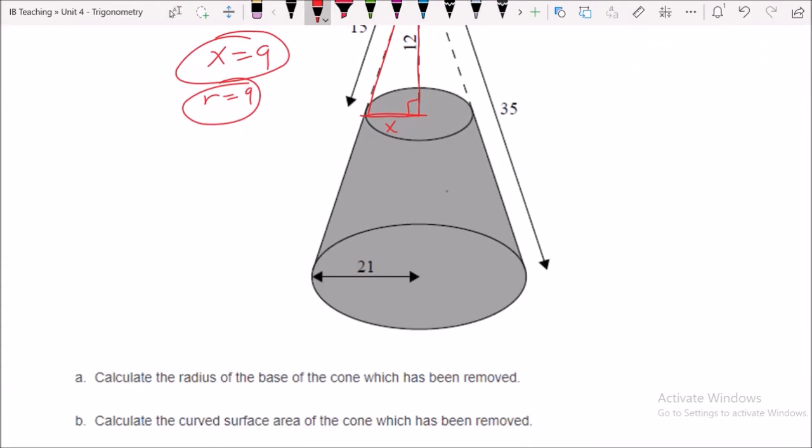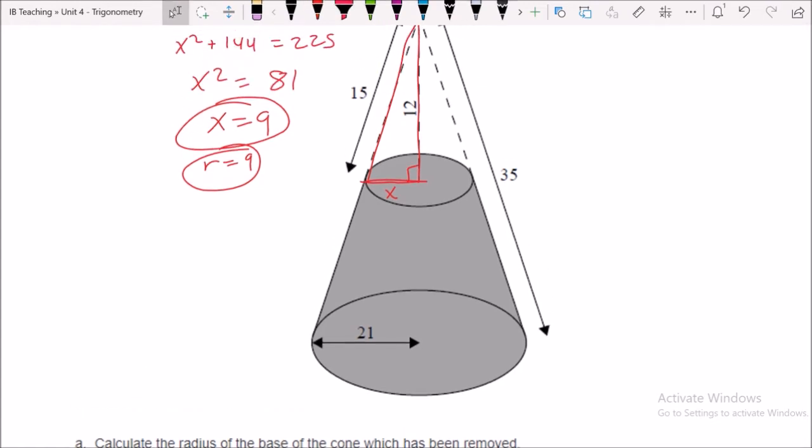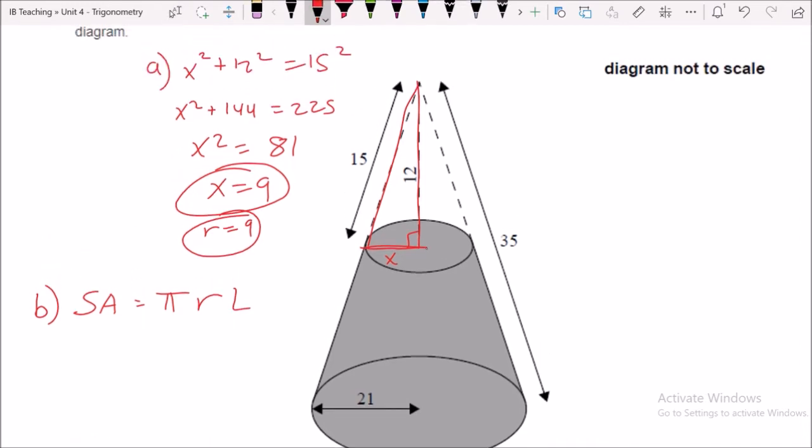They now want us to give the curved surface area of the cone which has been removed. Okay, so that cone up top. Now, for a cone, surface area is the equation pi times radius times the slant height. Slant height is not the height. The height going up through that cone up there is 12. The slant height, the one going up the side, is 15. Slant height is like the height. It goes bottom to top, but it's slanted. It's not going directly up at a right angle.